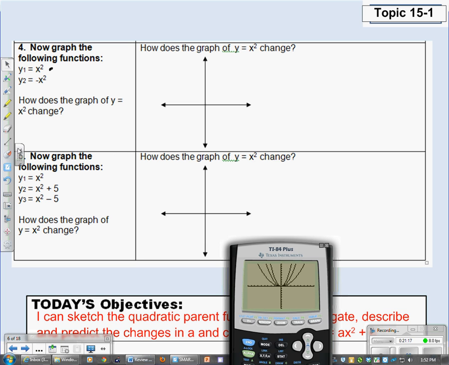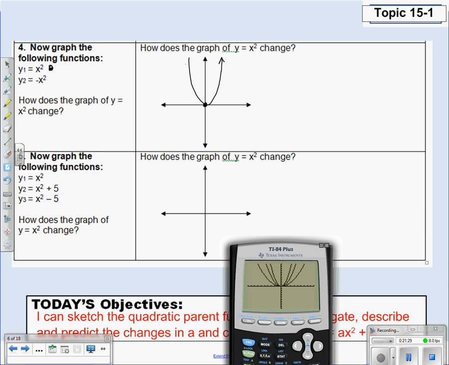Number 4, we only have 2 equations in this one, so let's go ahead and draw our initial graph. Goes through the origin, looks like a U. And now let's look what's happening to the equation. What's happening to the equation is the number in front is negative. Again, there's an understood one there, we just don't show it. So we're going to say, what happens if the number in front is negative?